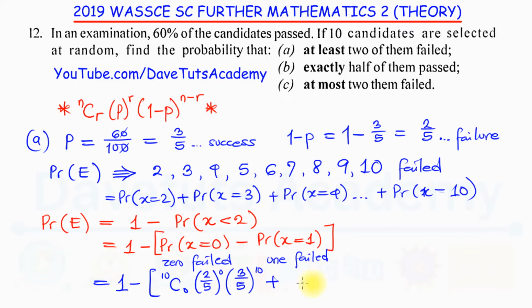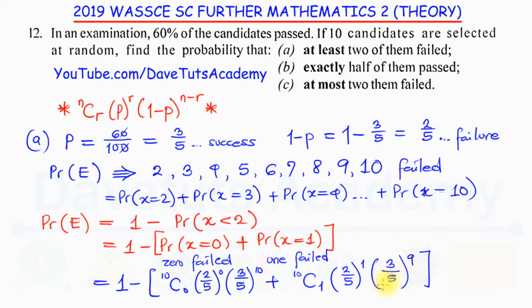Then plus, this is not minus, this is plus. We are having those two scenarios. So here plus 10 combination 1, the case in which 1 failed, that will be 2 over 5, which is the probability for failure raised to power 1, multiplied by 3 over 5 raised to power 9. And you can see the consistency in this: the powers 0 and 10 add up to 10, and 1 and 9 add up to 10.